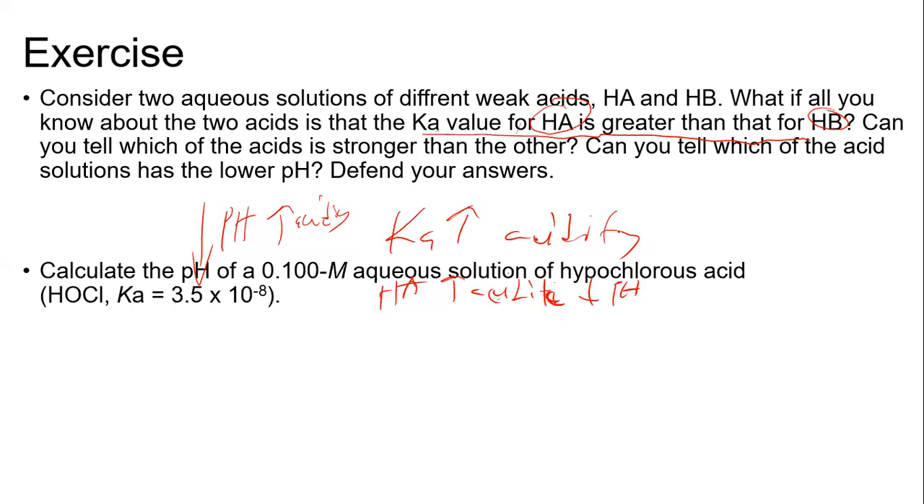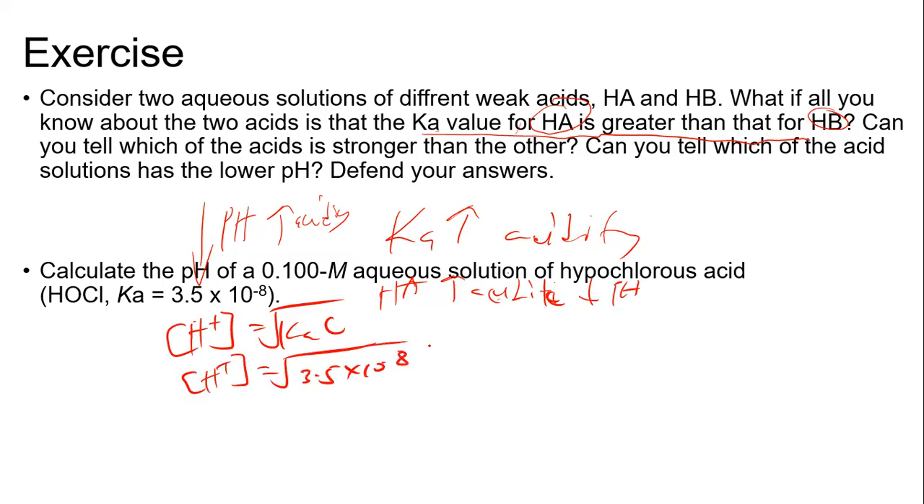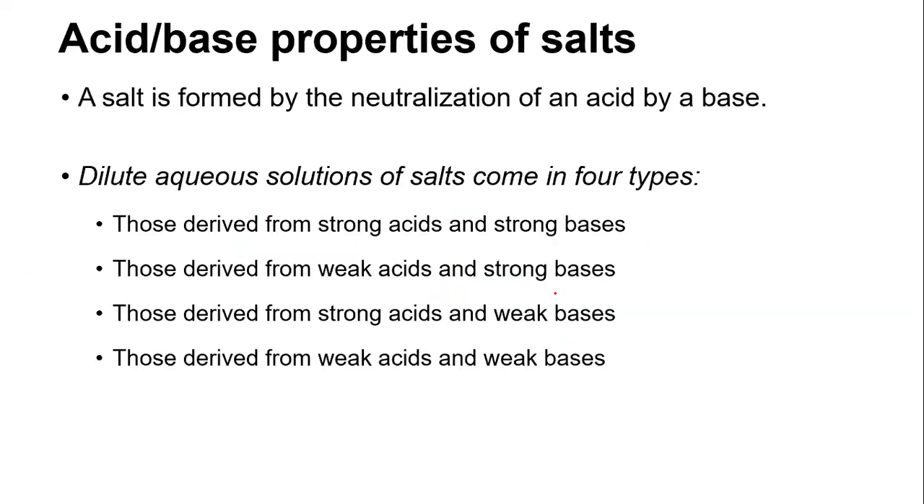Next question. Calculate the pH of 0.1 molar aqueous hypochlorous acid. Now, the H+ concentration is equal to the square root of Ka times C. So the H+ concentration is equal to the square root of 3.5 times 10 raised to the power negative 8 times the C, which is 0.1. Then you punch this in your calculator, you get the answer. Then you find the pH is equal to negative log of the H+ ion concentration. That should give you the final answer, the final pH.